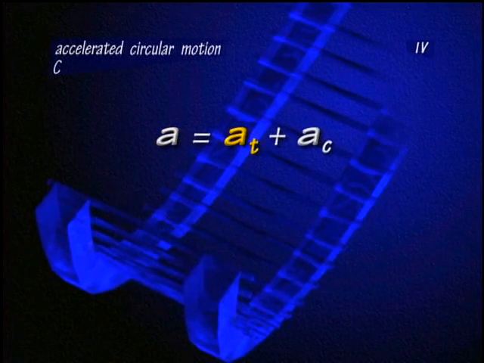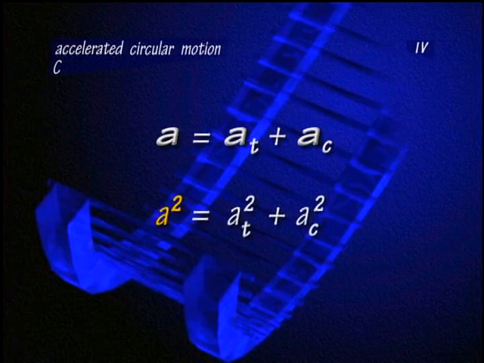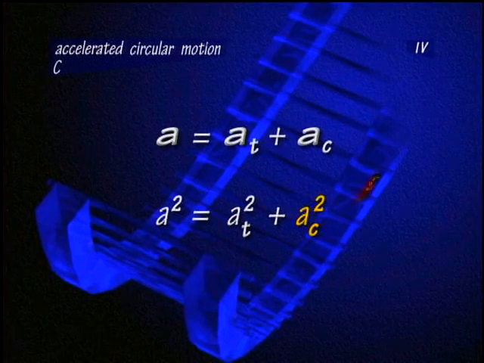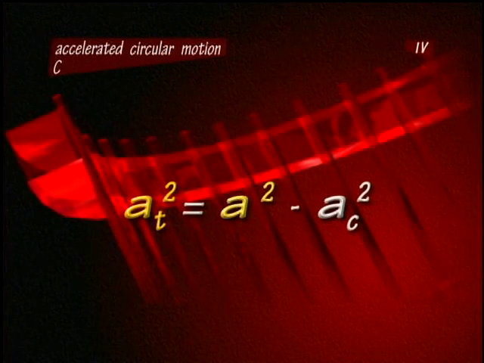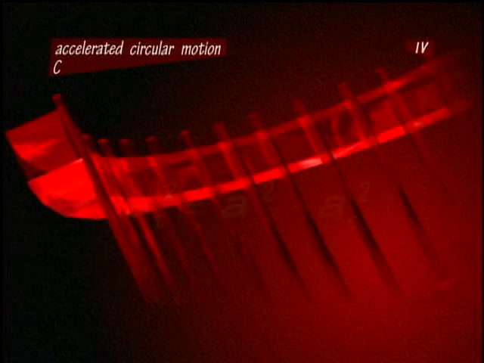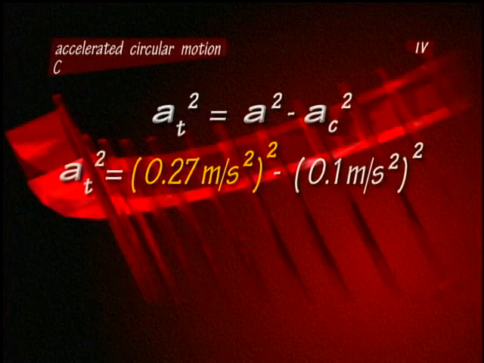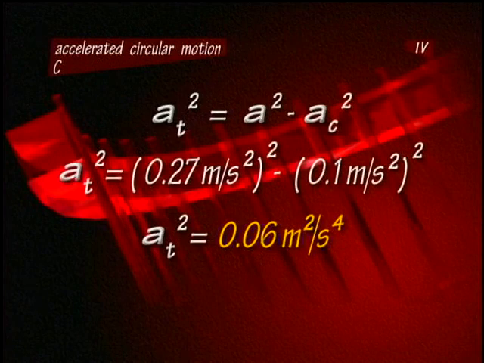Since vector A equals vector A sub t plus vector A sub c, the magnitude of A squared equals the magnitude of A sub t squared plus the magnitude of A sub c squared. Using algebra to isolate A sub t squared, we get A sub t squared equals A squared minus A sub c squared. Now we can plug and chug. A sub t squared equals 0.27 meters per second squared, quantity squared, minus 0.1 meters per second squared, quantity squared, which is 0.06 meters squared per second to the fourth.